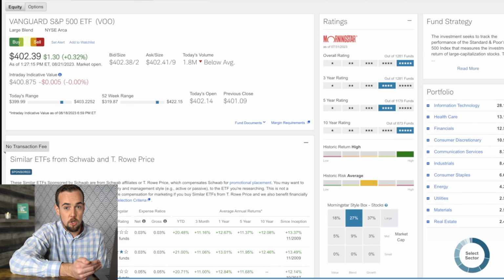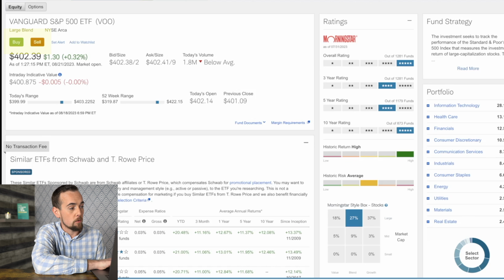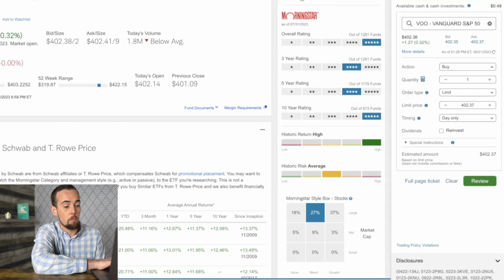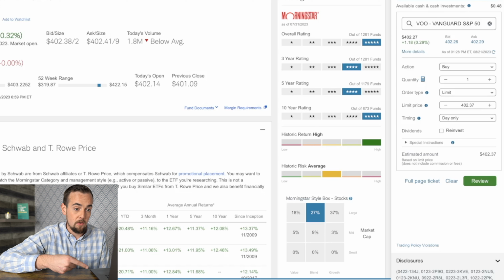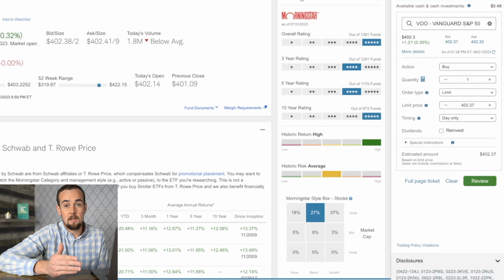When you're ready to buy shares, what you're going to do is click on the green buy button, and that's going to open up the Schwab order ticket over here, and we can see that we have a bid and an ask price showing up. These are the current prices on the buy side and the sell side for this Vanguard ETF, and you can see this updating every few seconds. This is important because depending on if you use a market order or a limit order, you may or may not need to reference these particular figures.